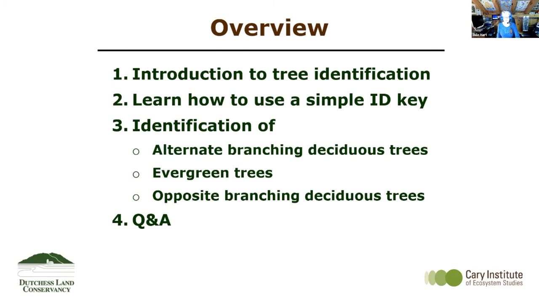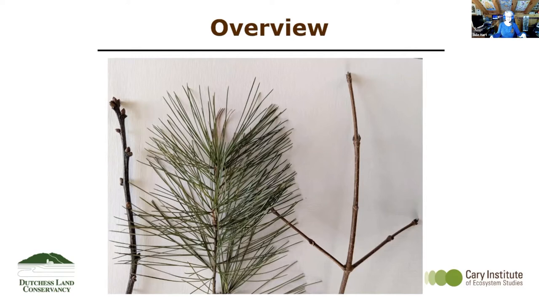So the categories that we're going to be covering are very broad botanical categories. And if you look at most tree guides, they will break trees into these three groups. So we refer to them as alternate, evergreen, and opposite. So the twig on the far left is a twig of an alternately branching tree. And you can see how the buds on that twig are appearing on alternate sides of the twig. The one in the middle is clearly what we would call an evergreen. And the one on the right is what we would call an opposite branching twig.